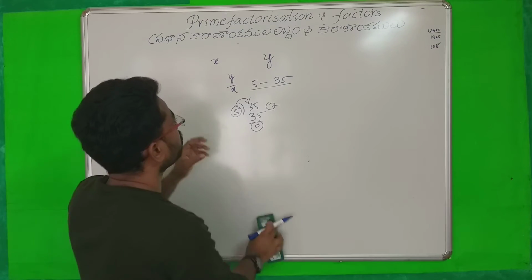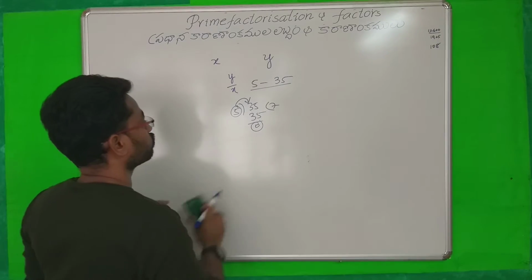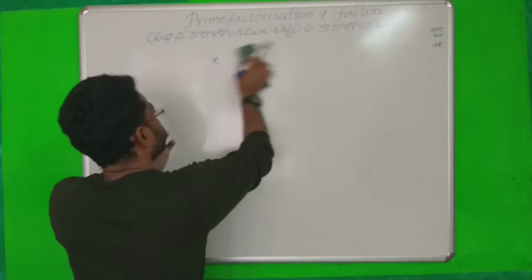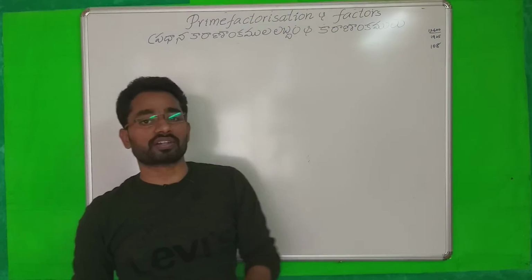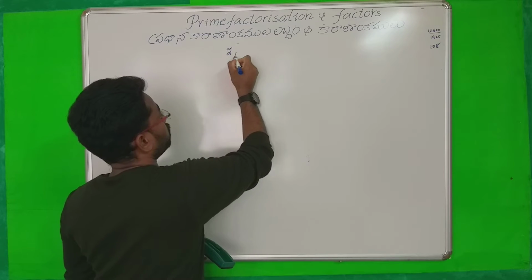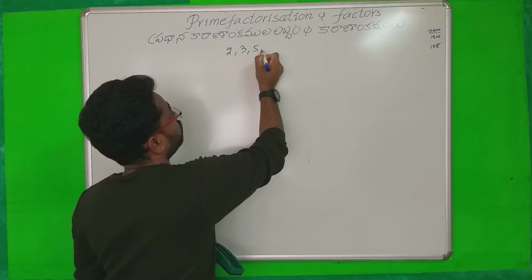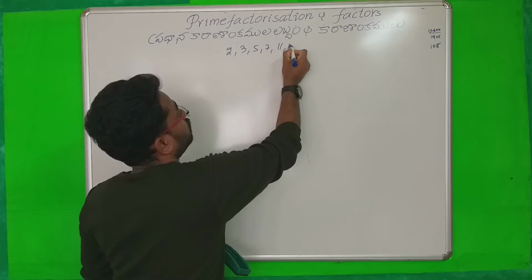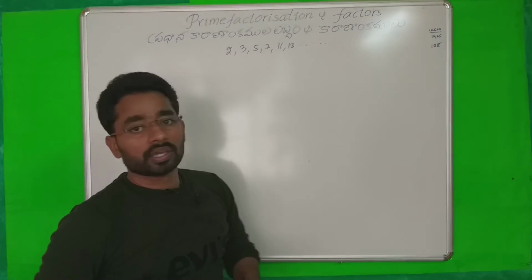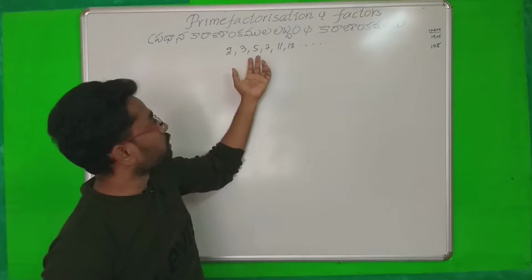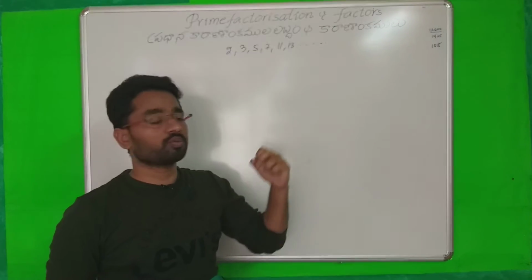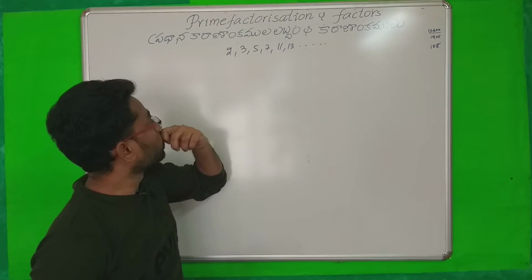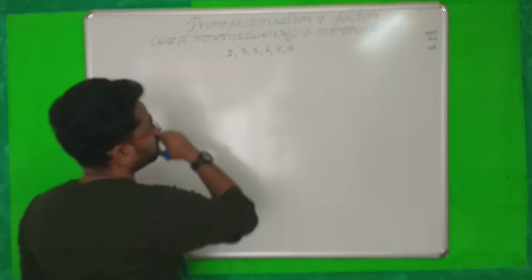This is about factors. Now coming to prime factorization. What is prime factorization? While writing prime factorization, you need to know about prime factors. What are the prime numbers? 2, 3, 5, 7, 11, 13, and so on. In previous classes we have already discussed prime numbers, you can watch the video. And divisibility rules also we have discussed. If you know about that too, prime factorization will be very easy.